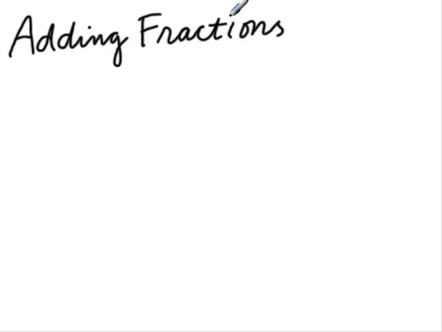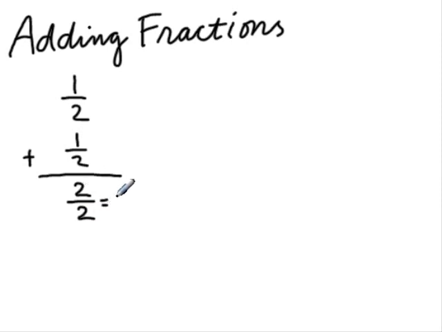First, let's say we have the fraction 1/2, and we want to add another half to that. 1/2 plus another half, that means we have 2 halves. 2 halves, and 2 over 2 will equal 1.